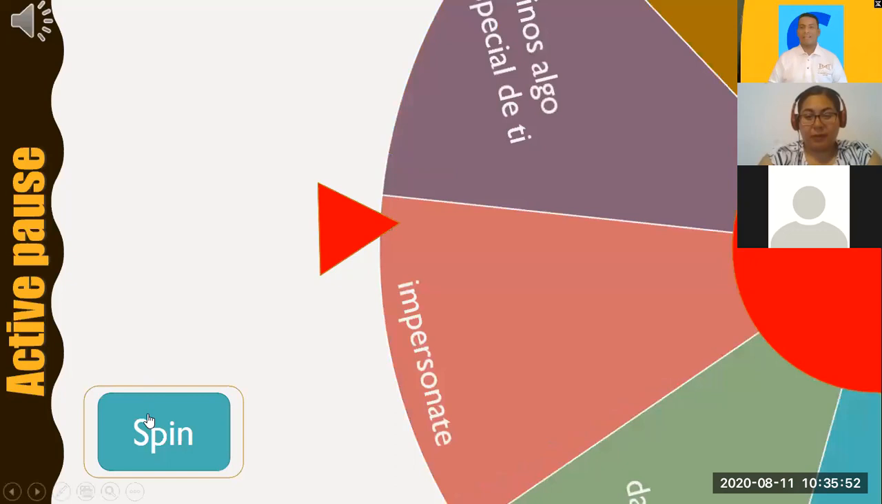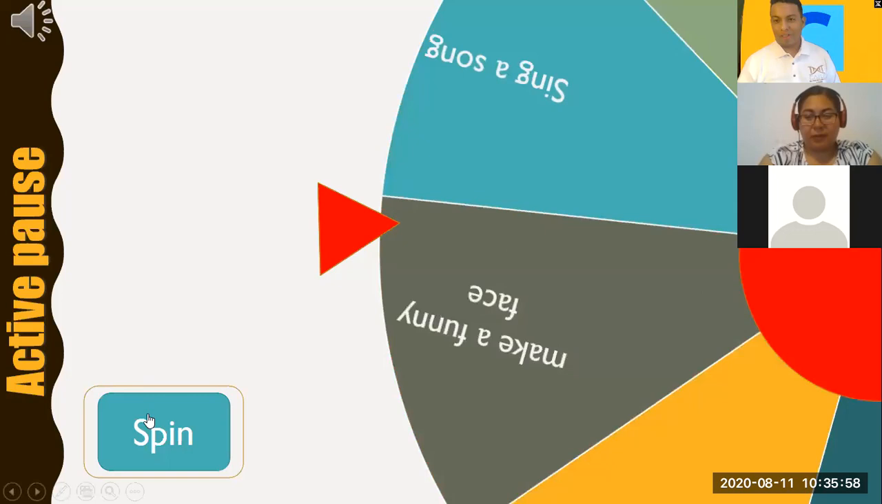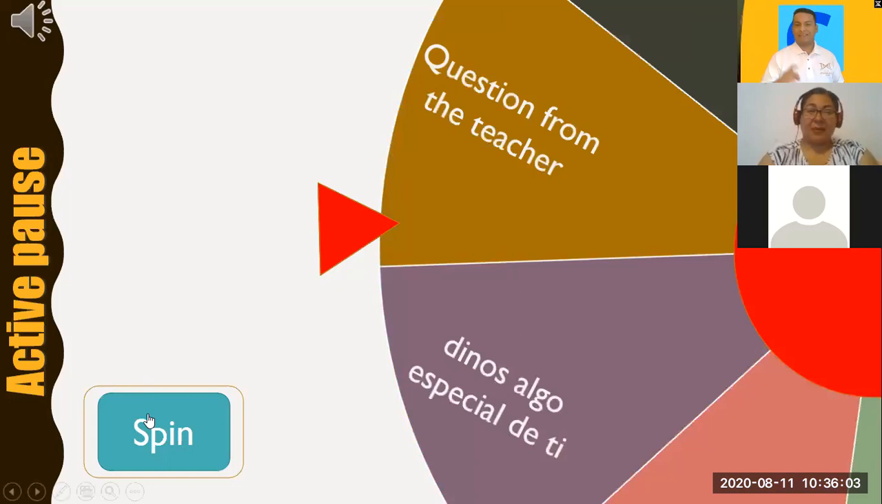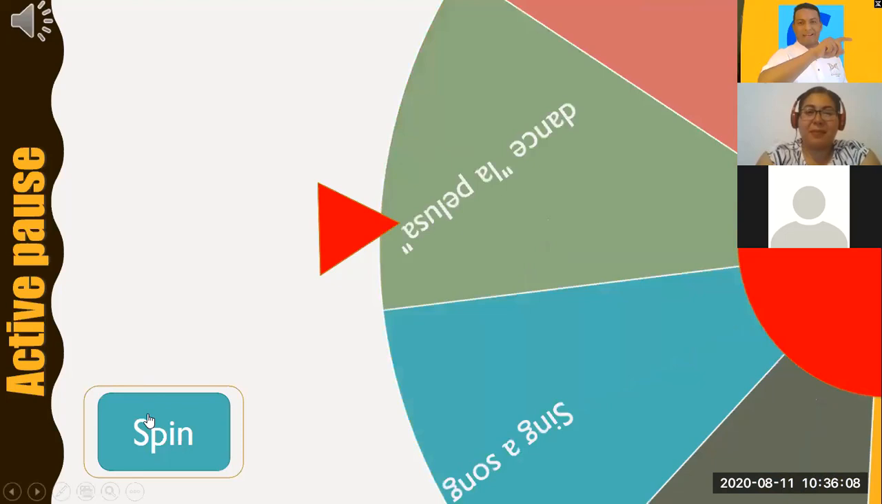When it's your turn, Jocelyn, you're going to decide stop. You're going to say stop right there. Okay? And I will click right there. And that's going to be your challenge. Okay?